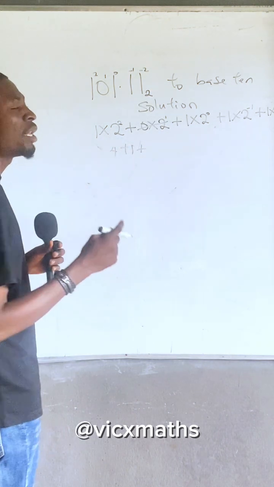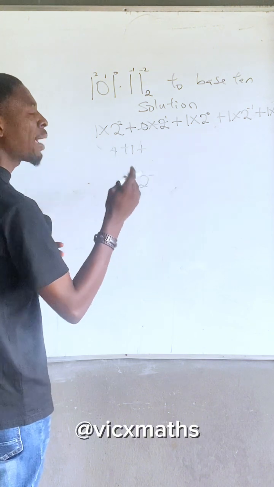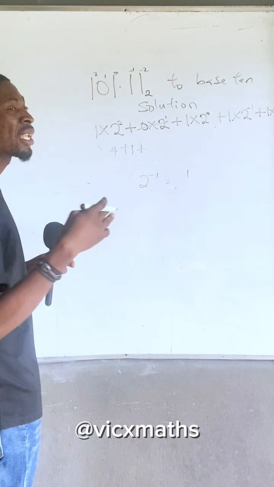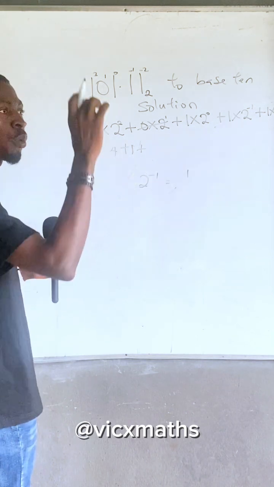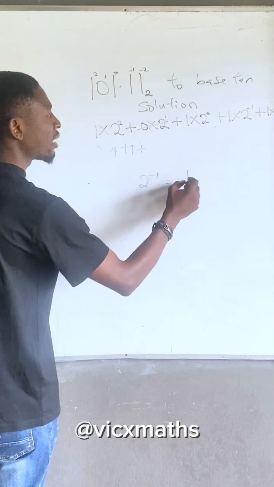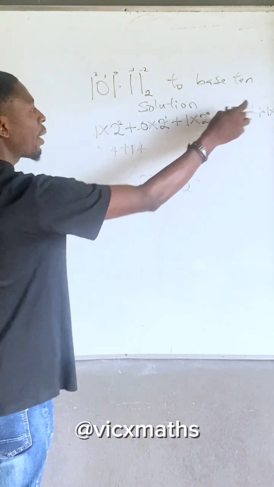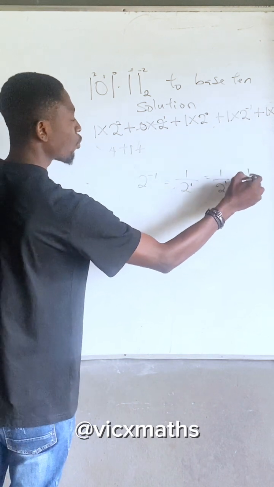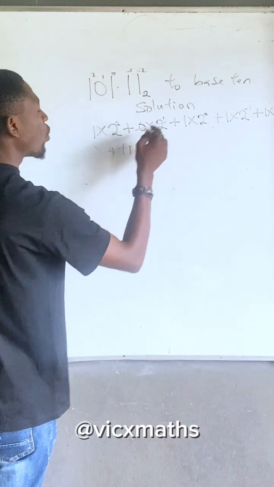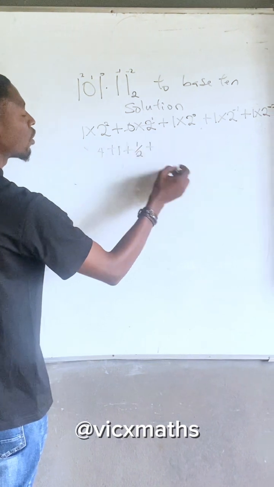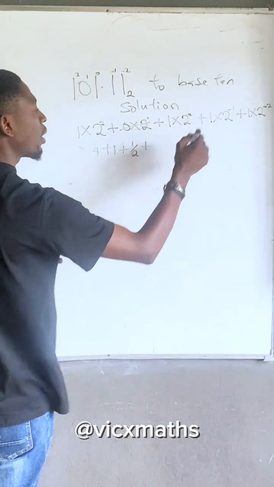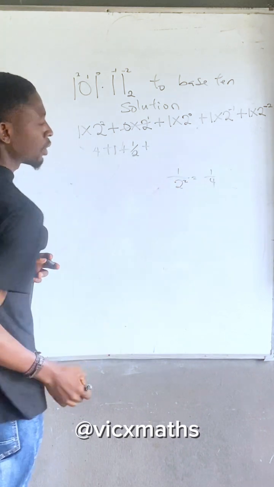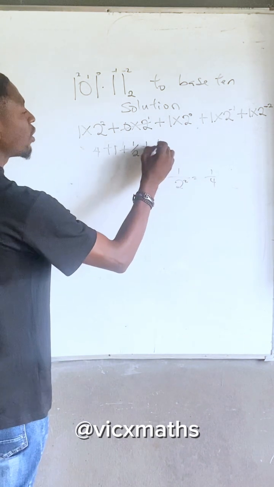Plus, now, anything raised to a negative power is known as an inverse. We call it inverse. Sometimes, if it is a whole number raised to a negative power, you can take 1 over that number raised to the positive power. So 2 raised to power minus 1 is 1 over 2 raised to power 1, which is the same thing as 1 over 2. Then plus 1 times 2 raised to power minus 2 will give us 1 over 2 raised to power 2, which gives us 1 over 4.